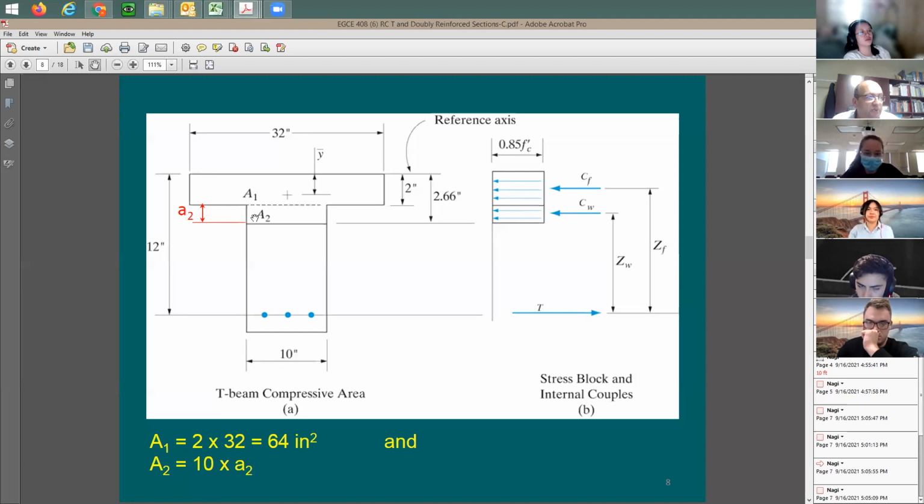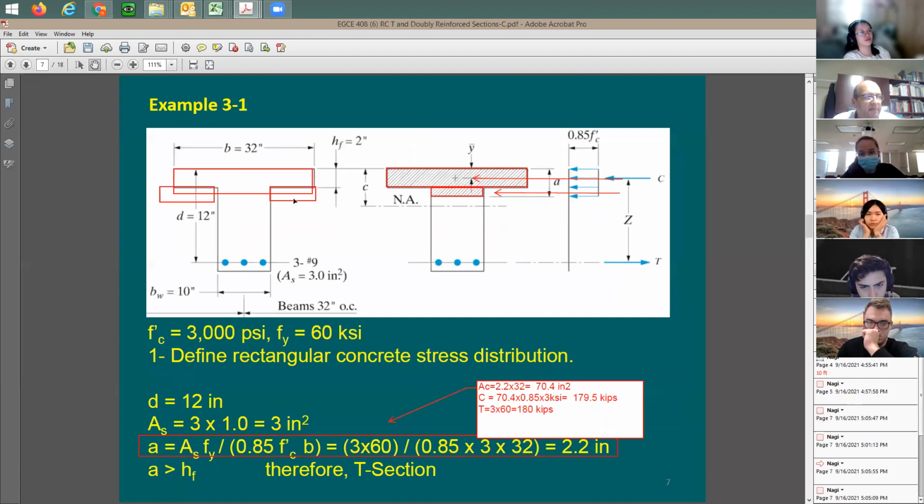So should I consider this to be the piece here below the slab? Let me go here in the top. If you consider this to be 2.2, like in our analysis, it means this little piece of the web is going to be equal to 0.2 of an inch.